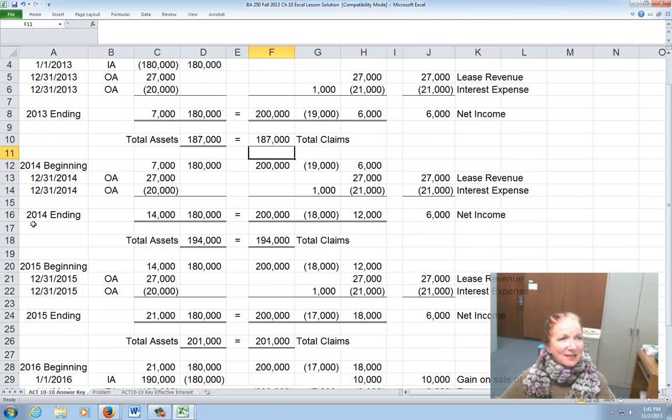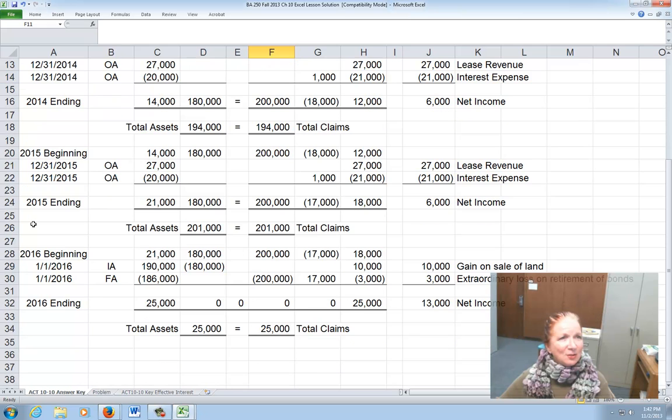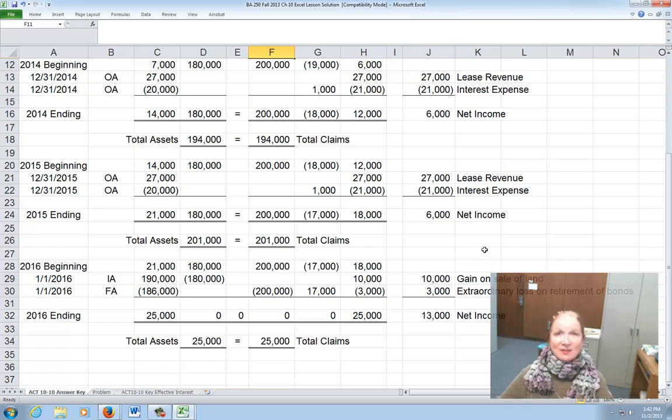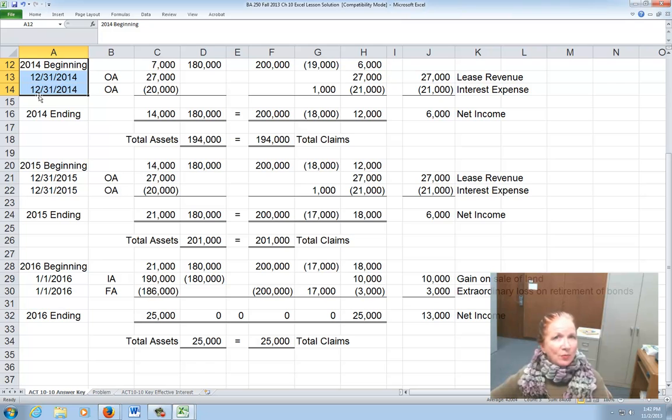The next thing it asks us to do then is to do the same analysis for 2014. So I've moved it up so you can see it. Hopefully it's above my head and you can see how it works. Now we have 2014, but we only have the December transactions. The January transactions do not repeat themselves in the next year. So enter the effects. Assume that both the interest and the lease happen on December 31st.